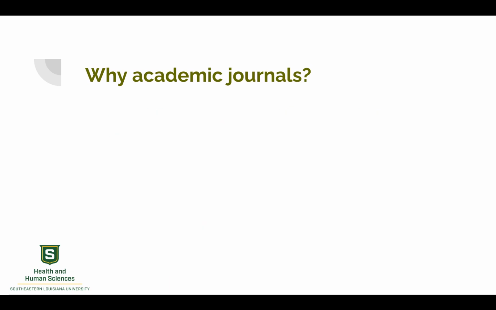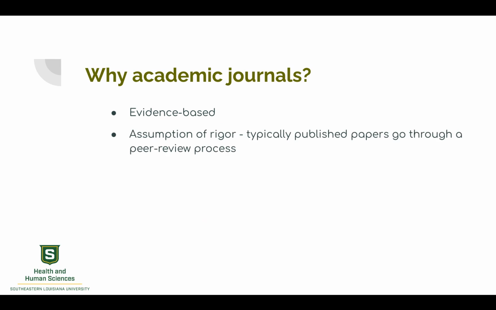So why do you need academic journals to source your information from? One thing is that the papers published in academic journals are evidence based. That's the assumption that we go with, and the reason we say it's evidence based is because of the assumption of rigor. This is because of the way that academic papers or academic articles are published.